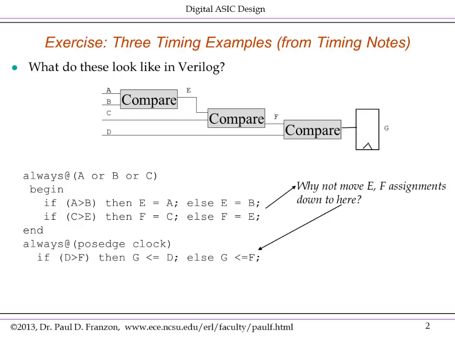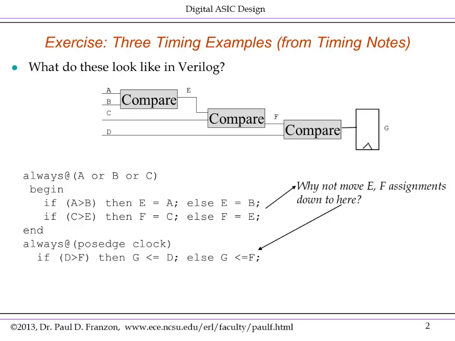Since E and F are the outputs of combinational logic, they have to go into a procedural block that's not triggered by posedge clock. So here I've used a Verilog 95 format: always @ a list of the inputs, A or B or C. Begin: if A is greater than B, then that's the result. If C is greater than E, that's the result. And I have the elses there in the opposite situation. In Verilog 2001, I could replace always @ A or B or C with always @ star.